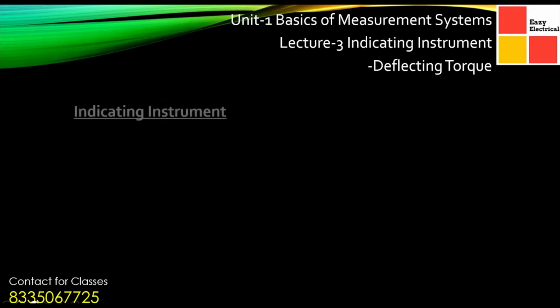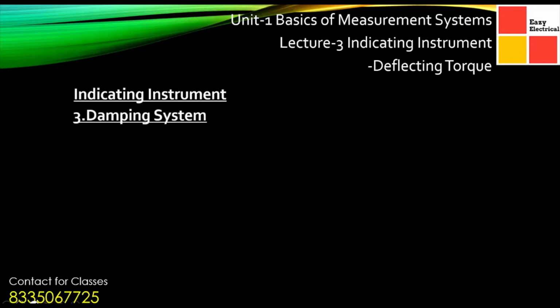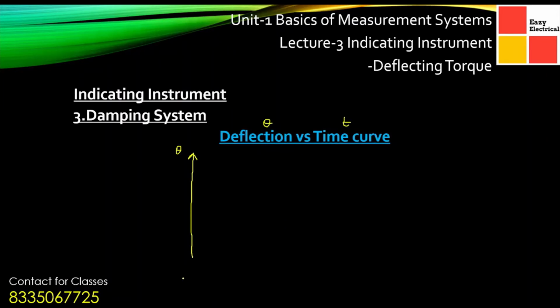Now coming to the next part, in the damping system, one more topic is very important. That is the deflection and time curve. If we plot the deflection theta against time on the x-axis, suppose this is the steady state value, or the final deflection. Generally there are four types of approaches.